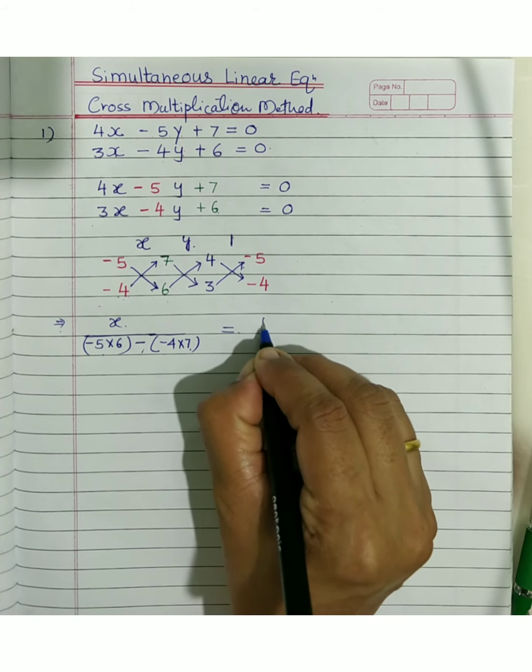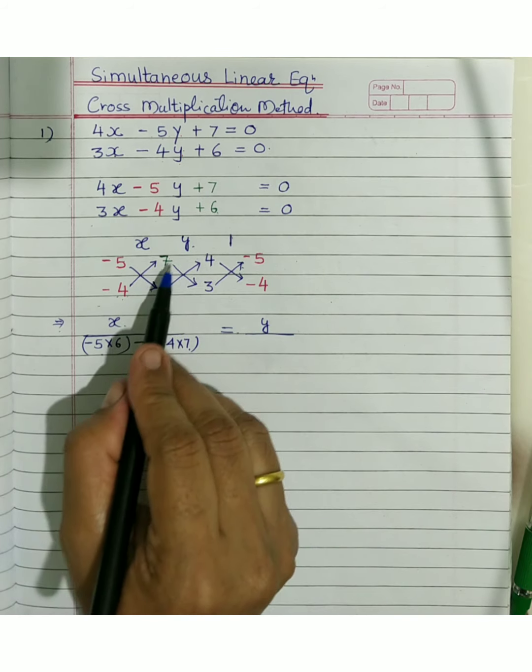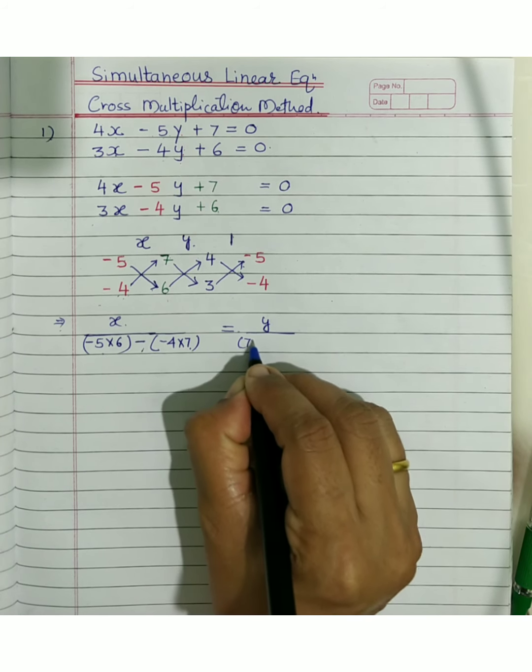This should be equal to y upon. Now remember the pair for y: 7 into 3 minus 6 into 4.